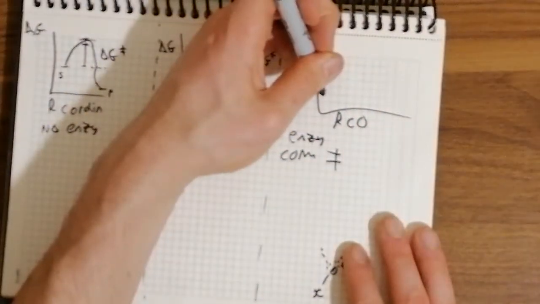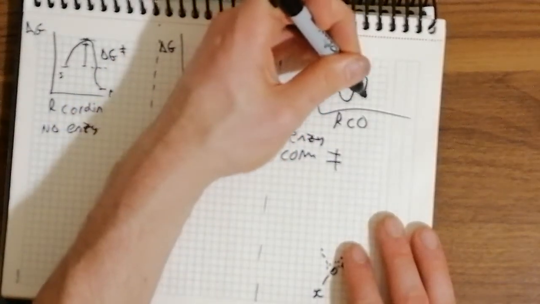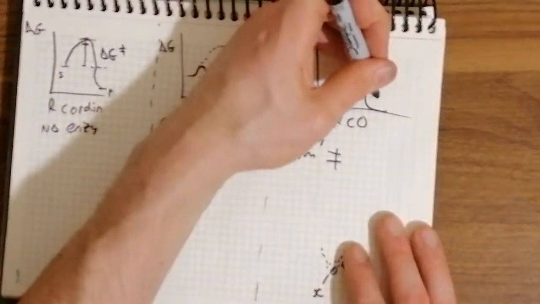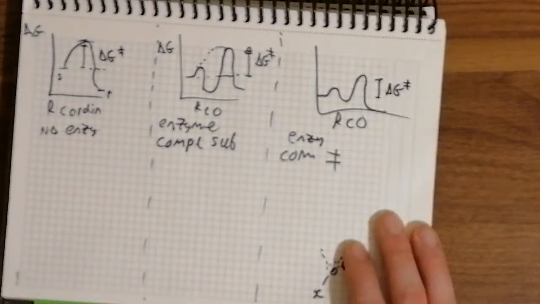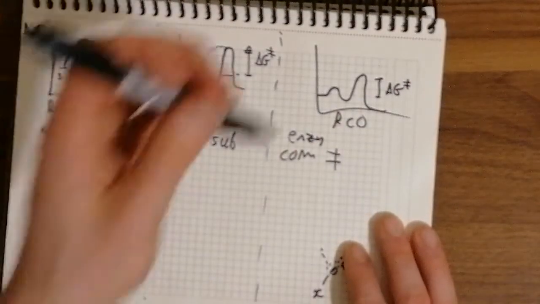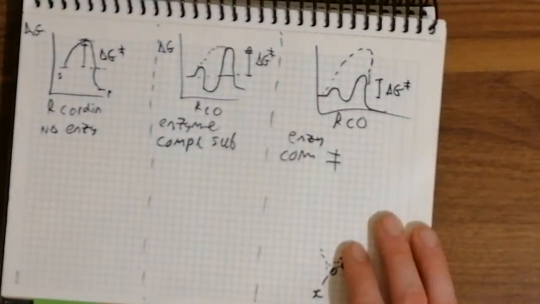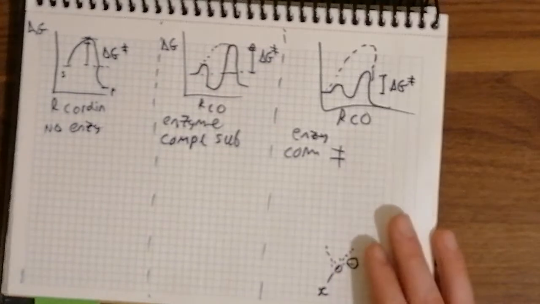So if we draw it, we see the Gibbs free energy is even less, and the uncatalysed version will go up here. So we need to think, well, why is this the case? If it's complementary to the transition state, what does this actually mean?